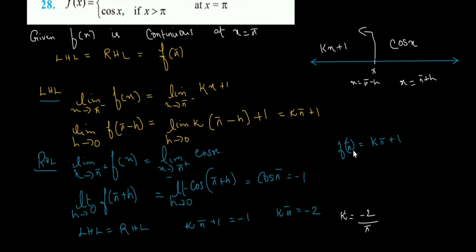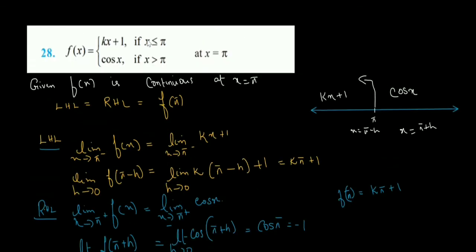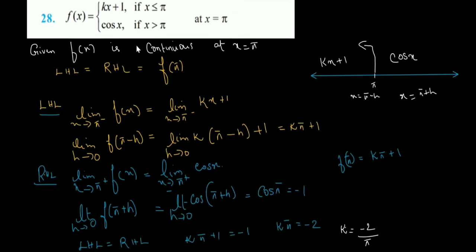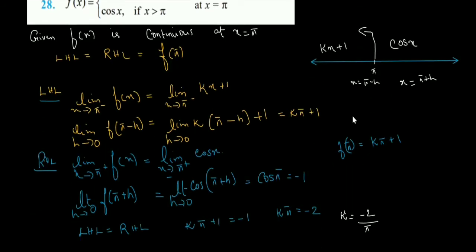And you can find the value of the function. Value of the function at pi is kx plus 1. So put x is equal to pi, you get k pi plus 1. So you can see these two are equal. So just equate one of these with the right hand limit.